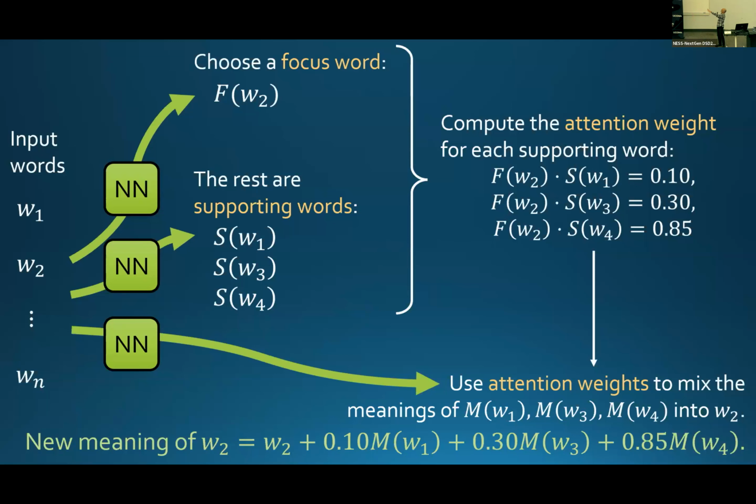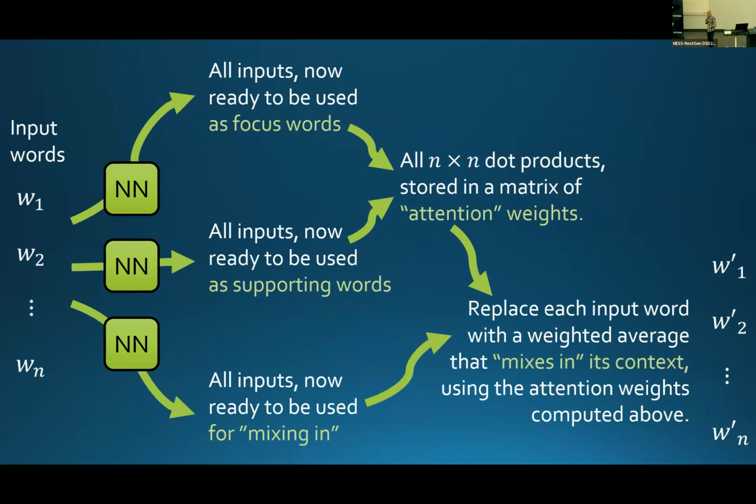So this whole flowchart here is assuming we're focusing on just one word, W2. So I'm going to reframe it because, of course, you have to do this for every word, not just one of them. So to summarize at a high level, we take our input words, we send them through one neural network to get each of them ready to play the role of the focus word. We send them through a second neural network to get each of them ready to play the role of the context words. And then we consider all the possible combinations of those, every focus word compared to every context word. And we just take a dot product to find these attention weights. There'll be a little table of n by n weights.